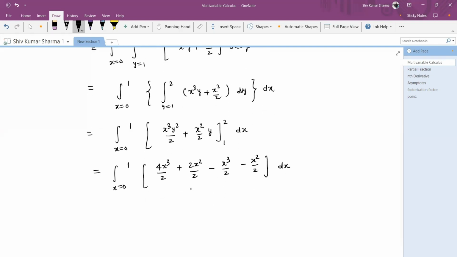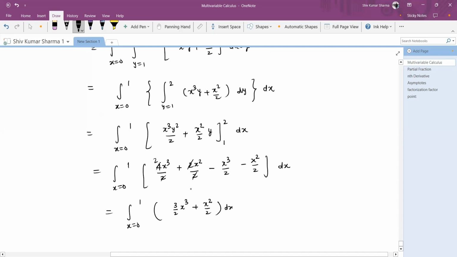So here 2 and 2 cancel. So we simplify this, and we can write x equal to 0 to 1, having 2x cube minus x cube upon 2. So 4 minus 1 means 3 by 2 into x cube, and you have x square minus x square by 2. So this gives us plus x square by 2 into dx.